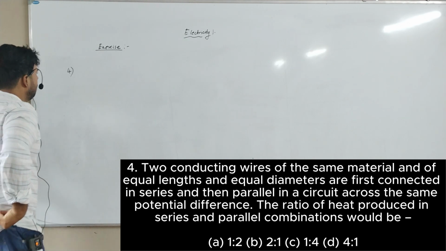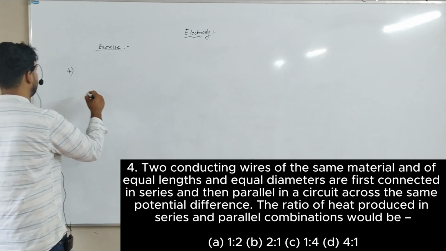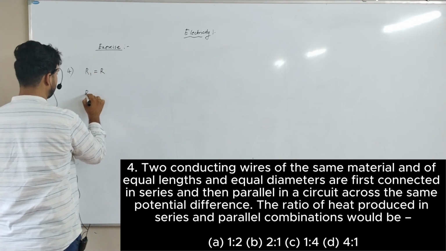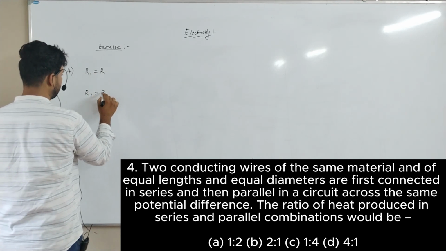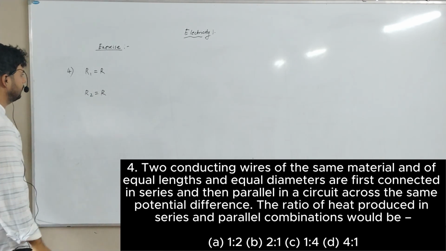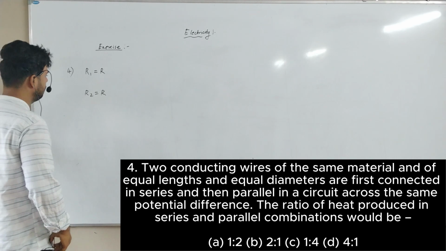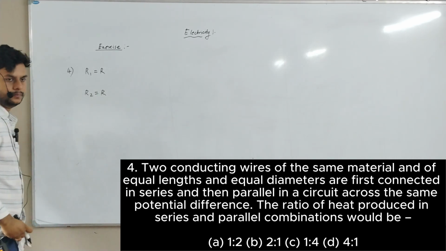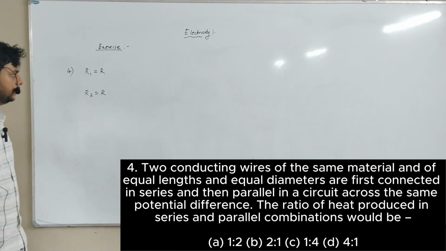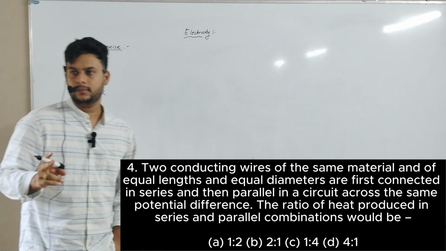Two conducting wires of the same material and of equal length and equal diameter are first connected in series and then in parallel in a circuit across the same potential difference. The ratio of heating produced in series and parallel combination. Now see here.